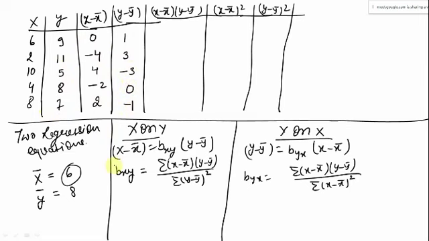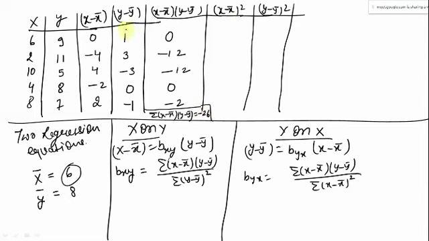Any problem till now? Then we'll multiply them together. 0 into 1, 0. Negative 4 into 3, negative 12. 4 into negative 3, negative 12. 0 and negative 2. We need the sum of this, which will be called x minus x bar into y minus y bar. And it will come out to be negative 26.